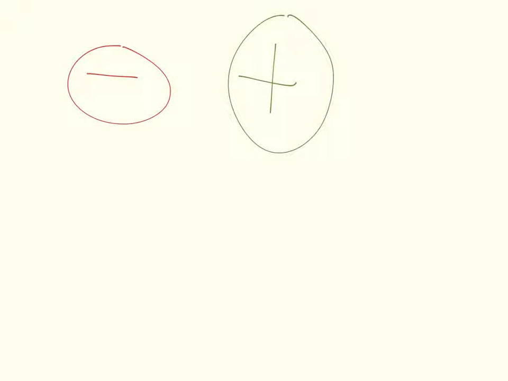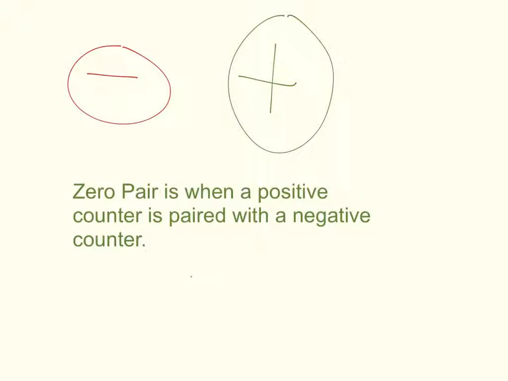So if a negative counter looks like this, then a positive counter is going to look like this. A zero pair is when a positive counter is paired with a negative counter. So this would be like adding -2 plus a +2. -2 plus +2 would equal 0. So in a zero pair, the negative and the positive add up together to be 0.